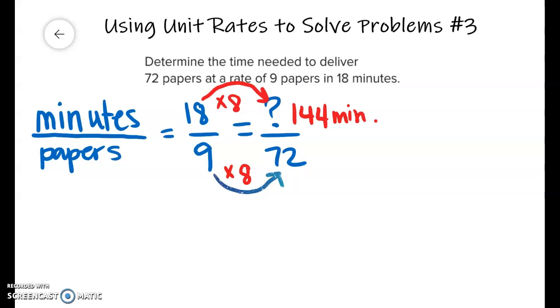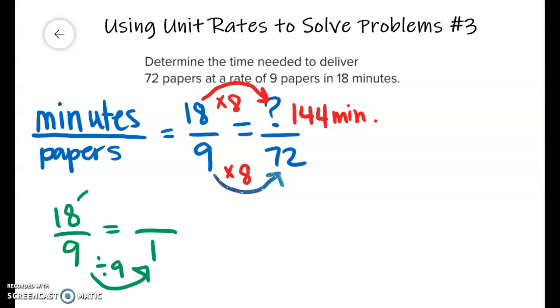Now, let's just say that you did want to use a unit rate. You absolutely could say if it's 18 minutes for 9 papers, how many minutes is that for 1 paper? Well, 9 divided by 9 is equal to 1. So 18 divided by 9 is equal to 2. So the unit rate here is it takes 2 minutes to deliver 1 paper.